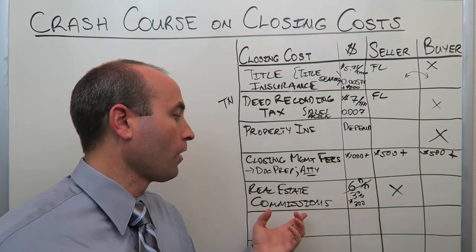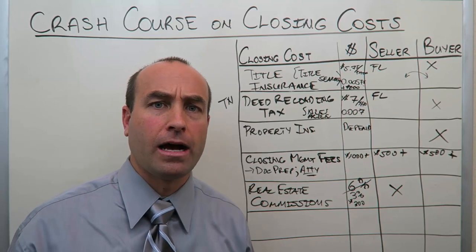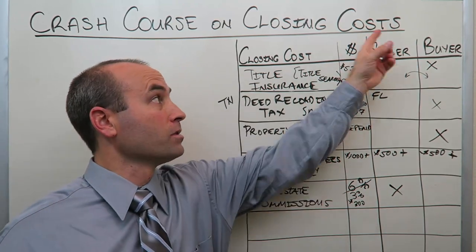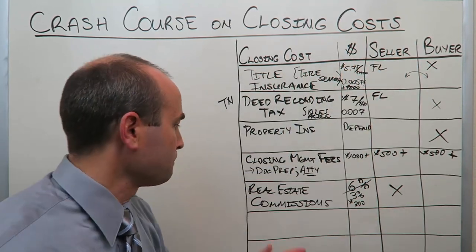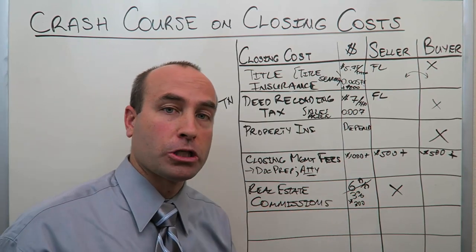Now, the only way to pull that off is if you know something about real estate. And I got a great video on how to make sure you sell a house fast. It's called The Kiss of Death When Selling a House. It's up here. Real estate commissions can be really expensive if you go all 6%.